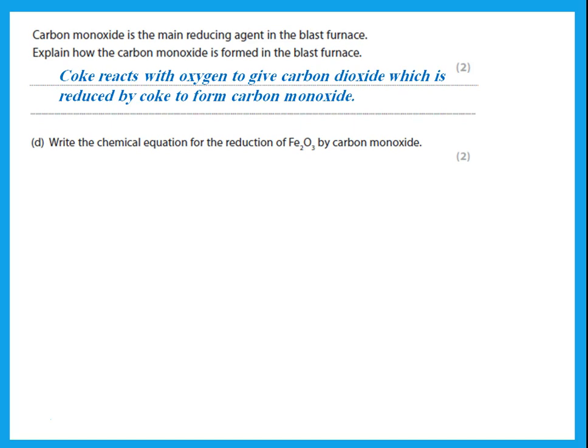Write the chemical equation for the reduction of the hematite by carbon monoxide. We said this plus carbon monoxide gives iron plus carbon dioxide. And when you sit down and balance it, you'll find that it needs this type of balancing. You should know how to balance by now, I hope.